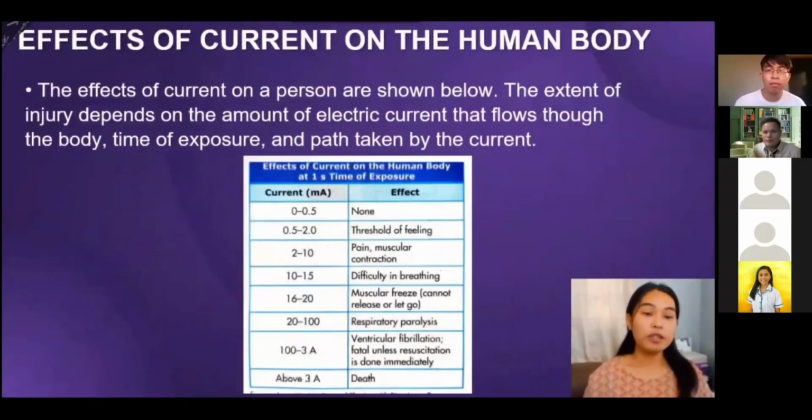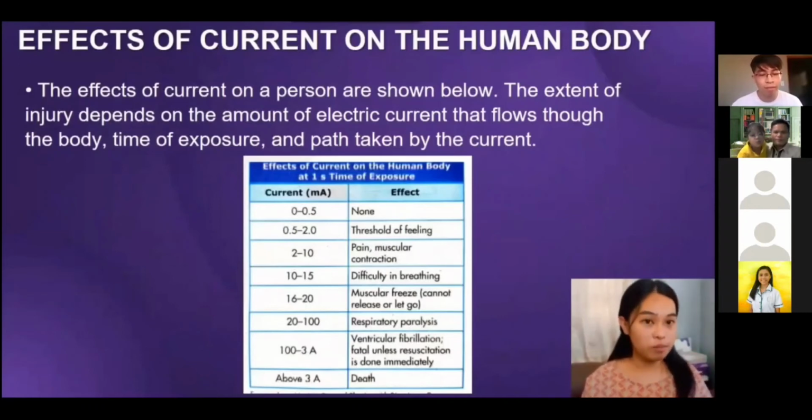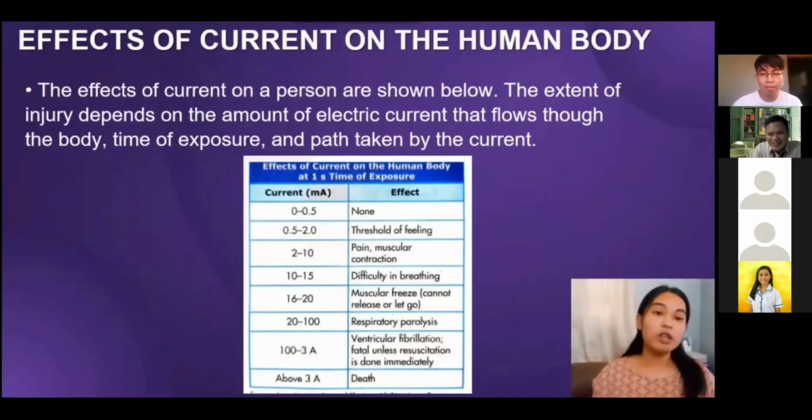We all know that current not only affects the appliances but also the human body. The extent of injury depends on the amount of electric current that flows through the body, the time of exposure, and the path taken by the current. Here's a table of how the current affects the human body in a given time of 1 second.